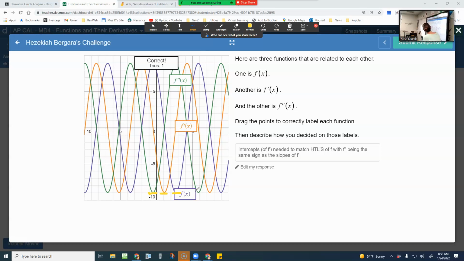So green and orange, green is an original, orange is a derivative, but I don't know if that's f prime and f double prime, or f and f prime, so I have to keep looking. Purple has a horizontal line at the orange. Uh-oh, that's dicey. So purple could be an original for orange being the derivative. Well, that's sticky because now I have both of these matching with orange as the derivative. So who comes first? Oh, this is it. Right here, guys. This tells you everything you need to know.